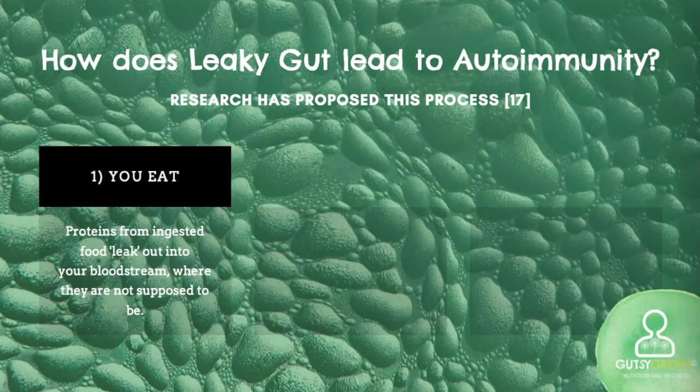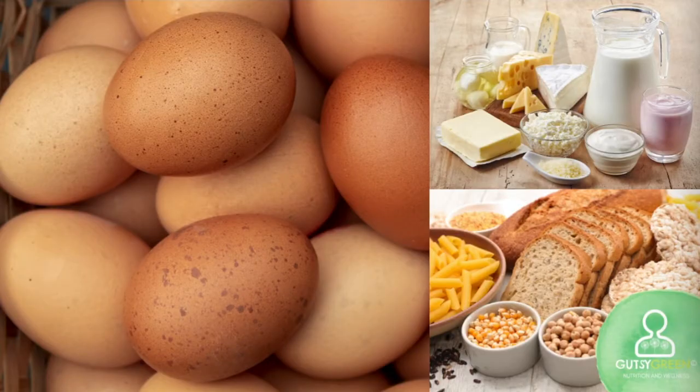First, you eat something, and your body fails to properly break down the protein components. This happens more easily with large proteins, like the ones found in gluten, dairy, and eggs. It's no coincidence these are the most common allergenic foods. It has to do with their large protein structure.